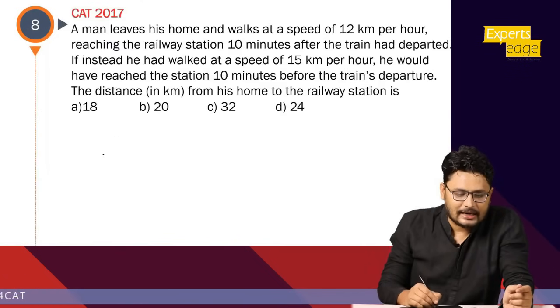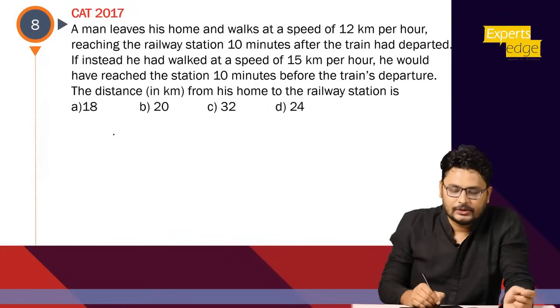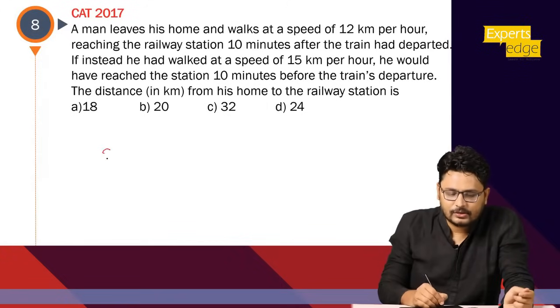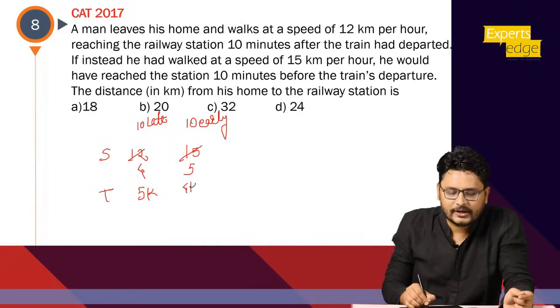Okay, as you can see, CAT 2017, ठीक है, इतना easy question CAT 17 में भी आया था. So what is the speed? अगर मेरा पहले का speed 12 हो, in that case 10 minutes late I reach to the station. अगर मेरा speed 15 हो तो I reach 10 minutes before, so 10 minutes early, right? What is the ratio of speed? 12 and 15, 4 and 5. So ratio of time will be 5k, 4k.